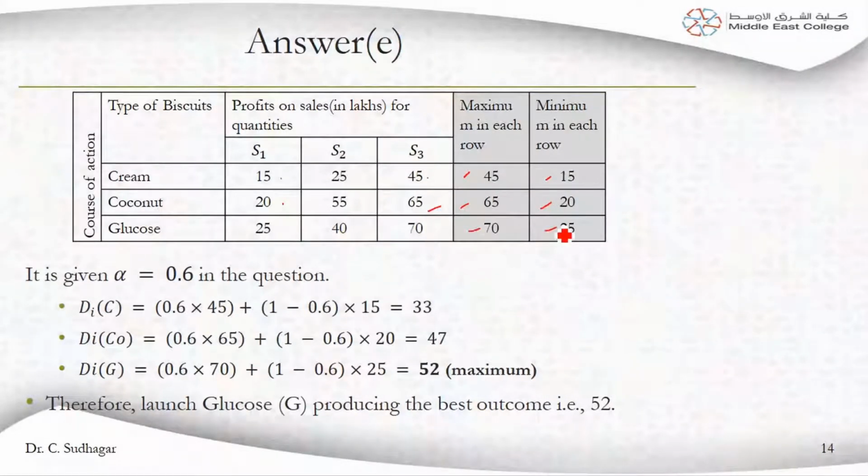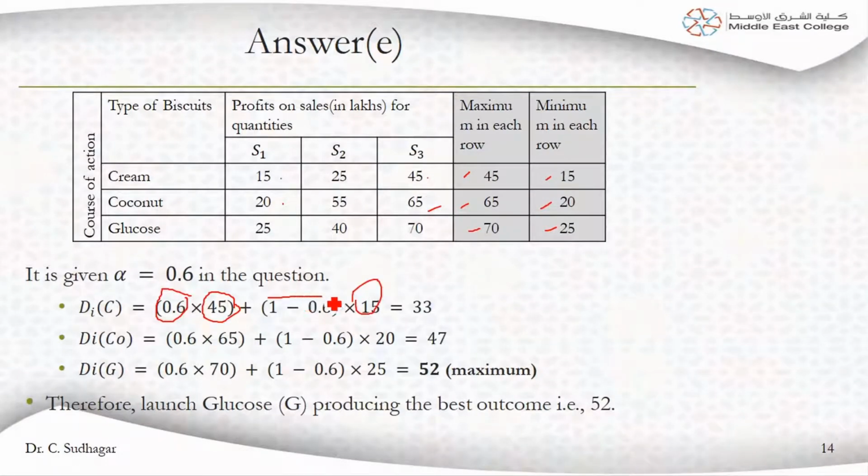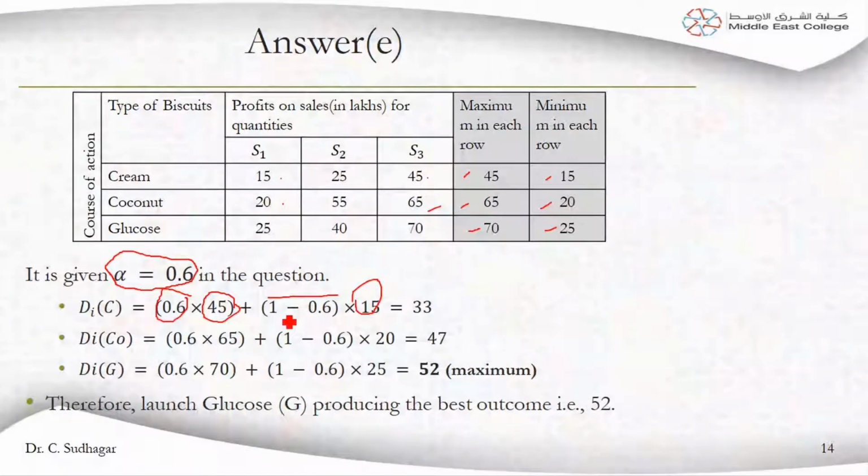Now we have to mix up the maximum value. This is the rule: the maximum value into 0.6 plus the minimum value into 1 minus 0.6. Only this value is given to us in the question. Alpha is equal to 0.6. So this is the rule: maximum value into 0.6 plus 1 minus 0.6 into the minimum value.